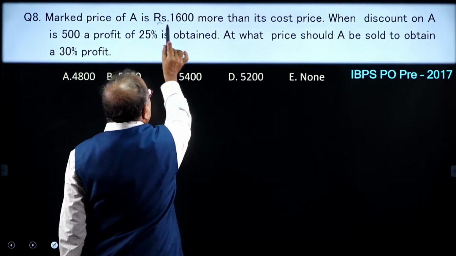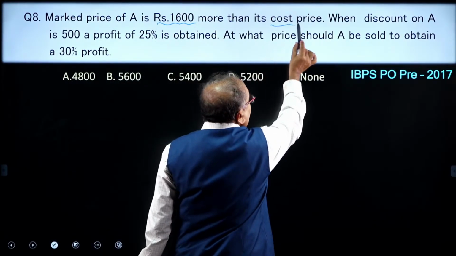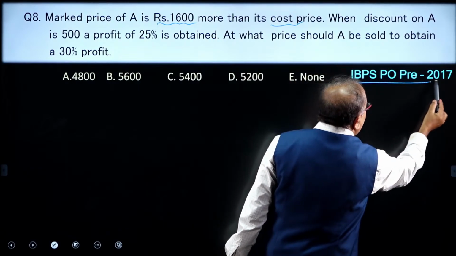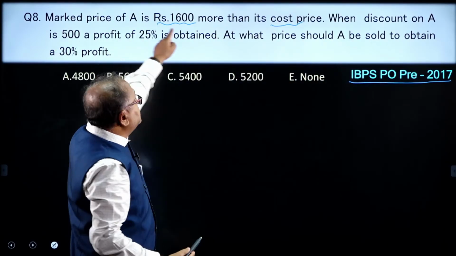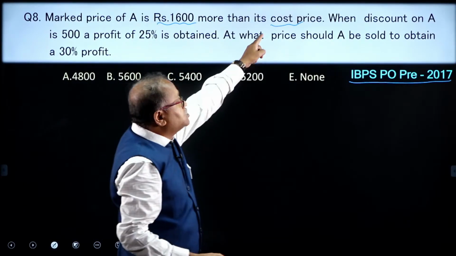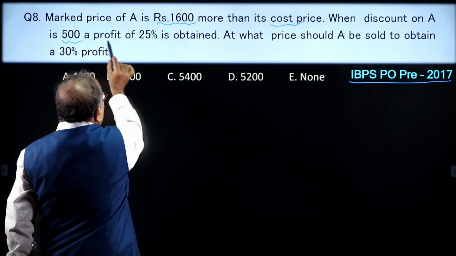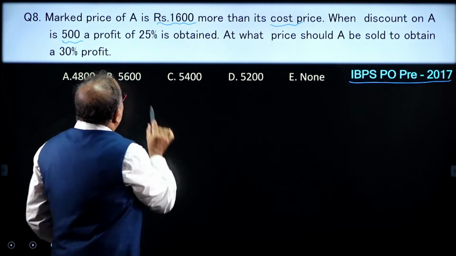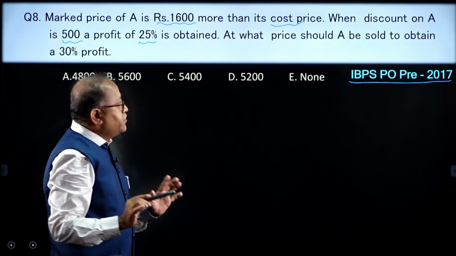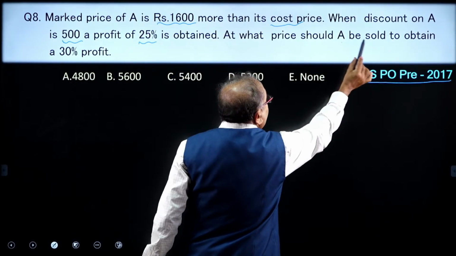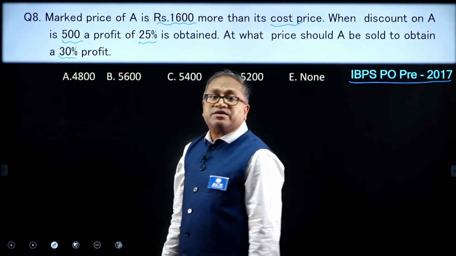The mark price of A is 1600 more than the cost price. I am discussing the IBPS PO Prelim of 2017. So, the mark price is 1600 more than the cost price. When a discount of 500 is given, there is a profit of 25%. At what price should A sell it to get a profit of 30%?